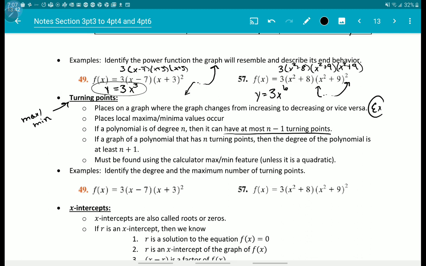So let's think about some of those parent functions. We have y equals x squared. Well, this is a degree 2 polynomial. So at most, it would have 1 turning point. And we know that quadratic looks like this, so it does have that turning point. Now, another parent function we could think about is x cubed. That one's degree 3, so it would have at most 3 minus 1, which is 2 turning points.